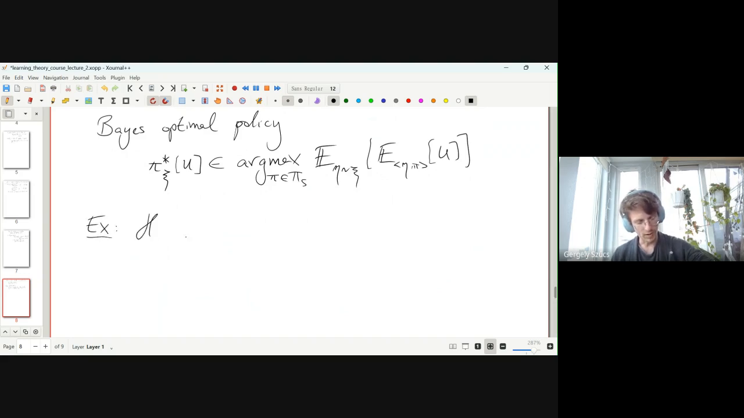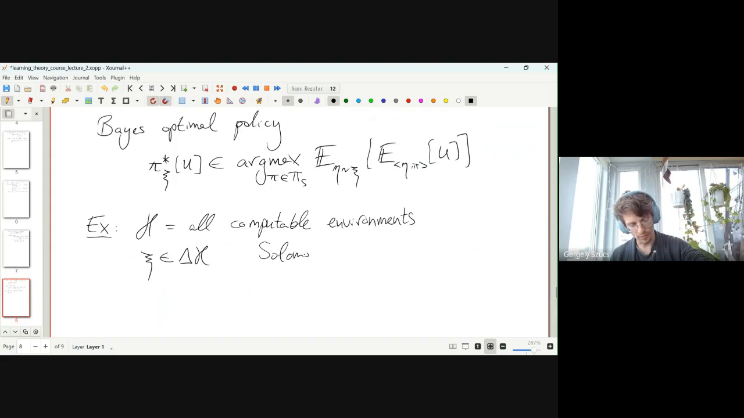If you take H to be the class of all computable environments, so this is a fairly big class of environments because there are a lot of computer programs, and we can take our prior xi to be what's called the Solomonoff prior.